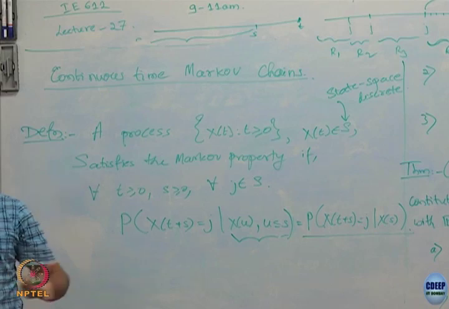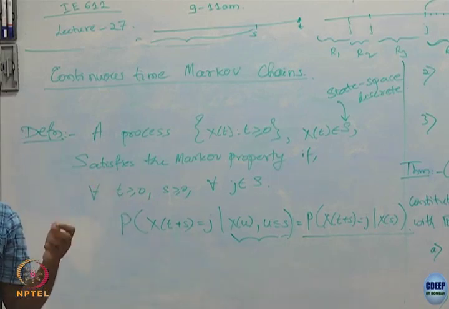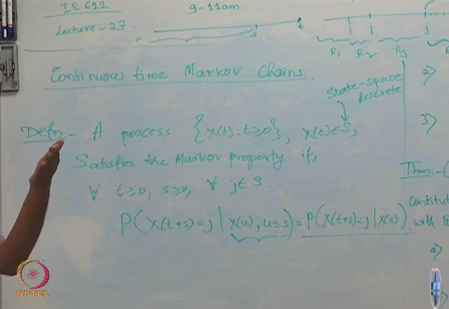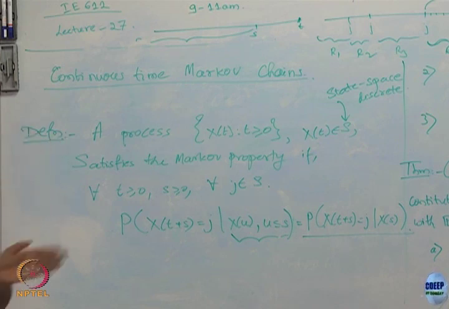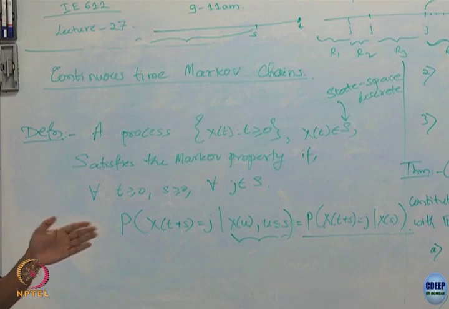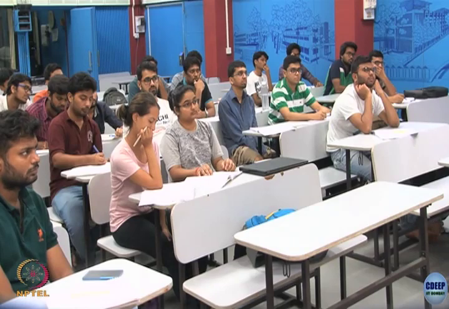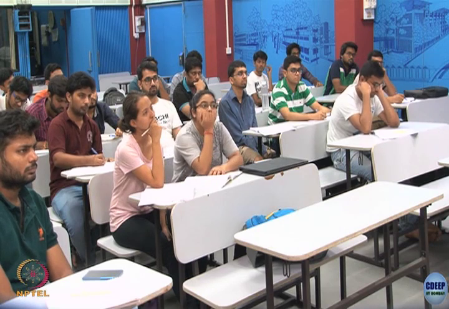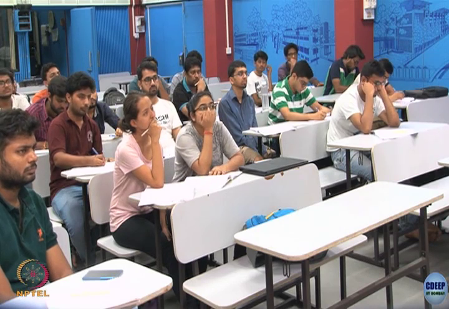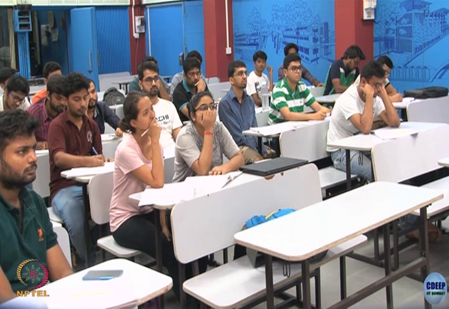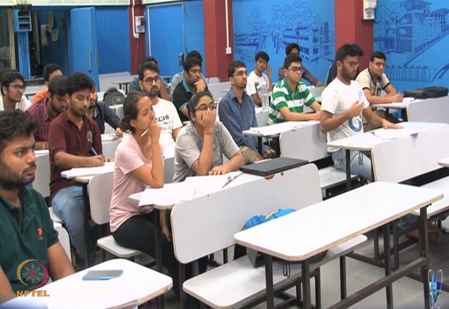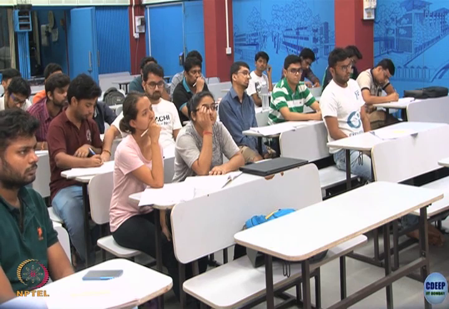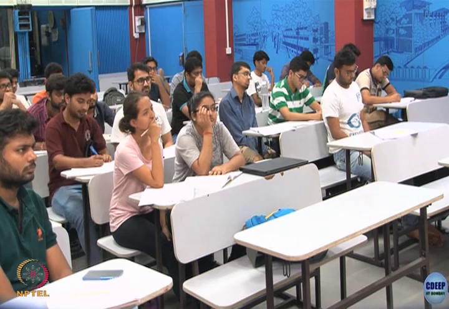This is the same as what we did in the Markov chain, right? There we said that the future depends only on the current state and I do not care about my past. Here it is also saying the same thing: past I do not care, just tell me what is happening at the current time. But now it is just an extension to the continuous time version. Here T and S both are continuous valued.